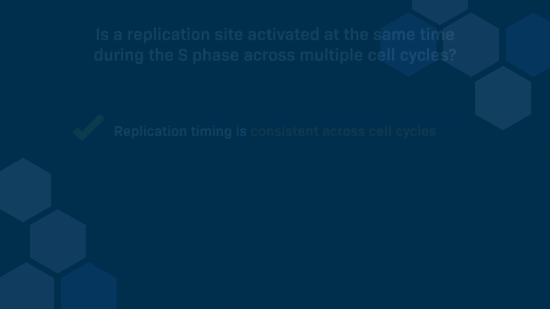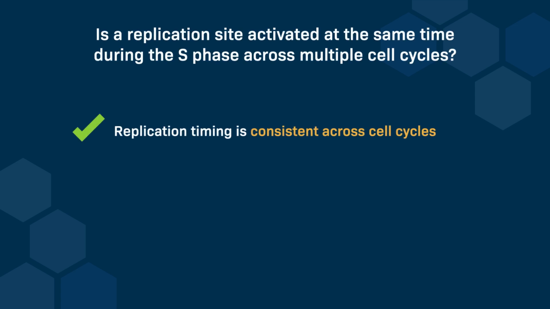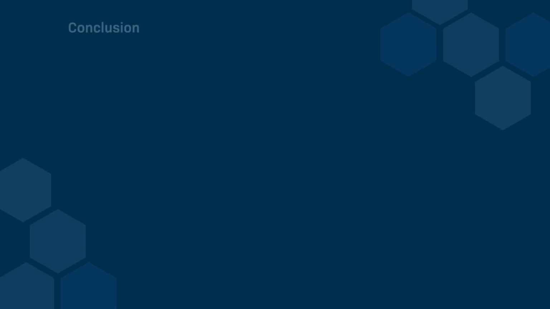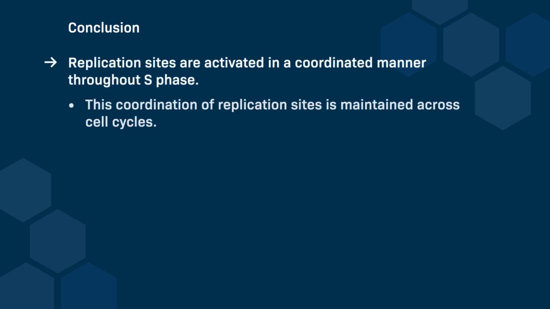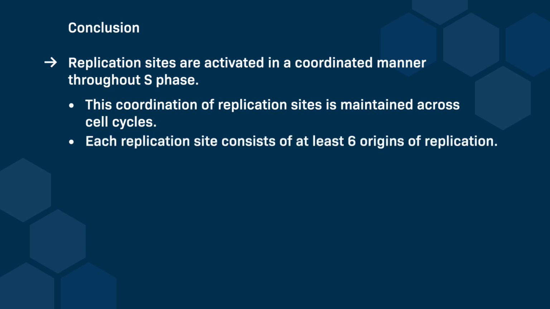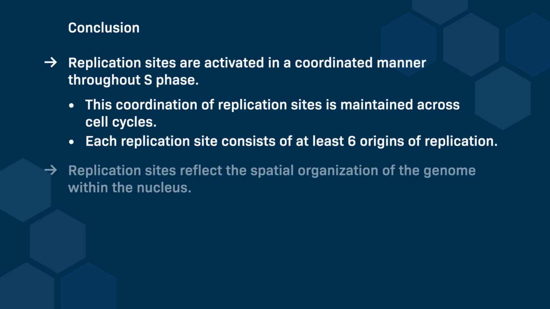This confirms that replication timing is consistent across cell cycles and supports the conclusion that the timing of replication site activation is preserved from one S phase to the next. By visualizing replication sites, we have learned that these sites are activated in a coordinated manner throughout S phase and remain consistent across cell cycles. Each replication site comprises at least 6 origins of replication and serves as an illustration of the spatial organization of the genome within the nucleus.